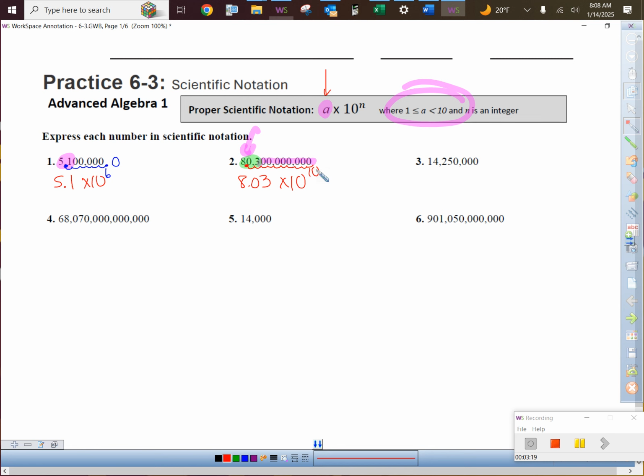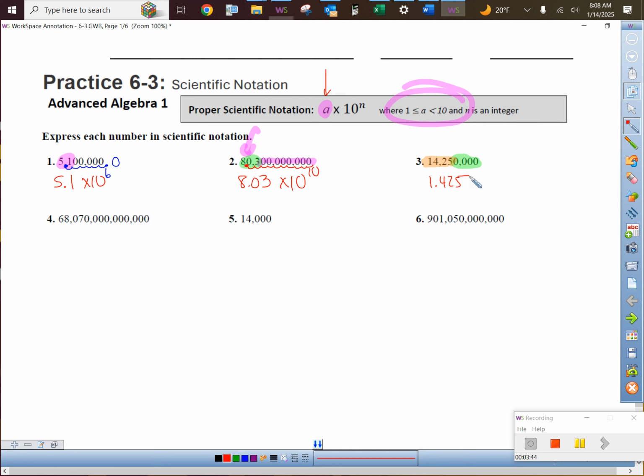Let's do one more together before I really turn you loose here. Forget about all the zeros, right? Don't care about any of those guys. I'm looking at this orange number, this 1425. I need to squeeze it to where it's between 1 and 10. What would that squeeze down to? 1.425. Are we okay with that?